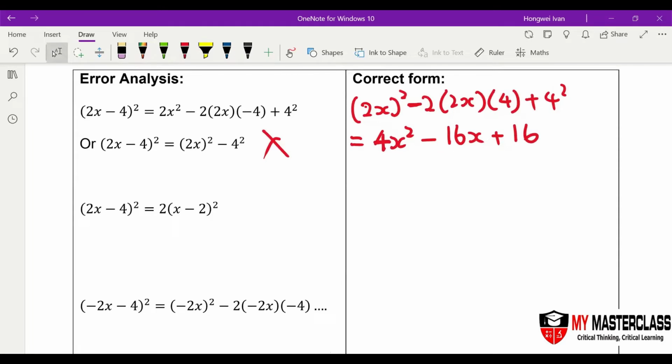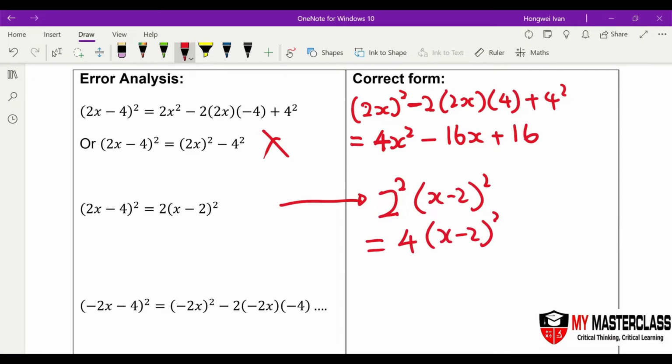Next, 2x minus 4 bracket square. It seems logical that the 2 factorizes outright. Yeah, so this one is also wrong. So the correct one, when you factorize out the 2 from the bracket square, you must have the square here. So that is equals to 4 bracket x minus 2 square. Okay, error analysis.